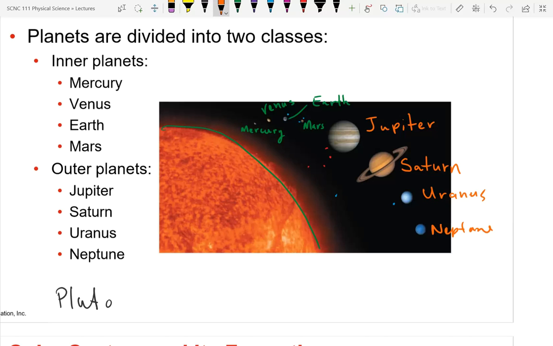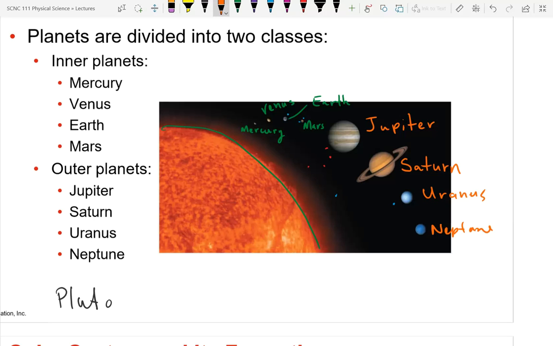Pluto was called a planet. It didn't have the right properties. The biggest thing that is not planet-like about Pluto is its mass. Pluto's smaller than some of our moons. And so scientists decided we've got to strip Pluto of planethood. Okay, that was decided. We've got to do that. How do we do it?